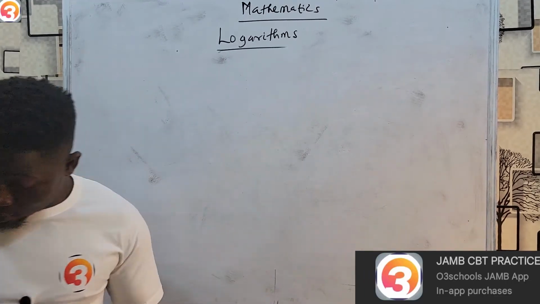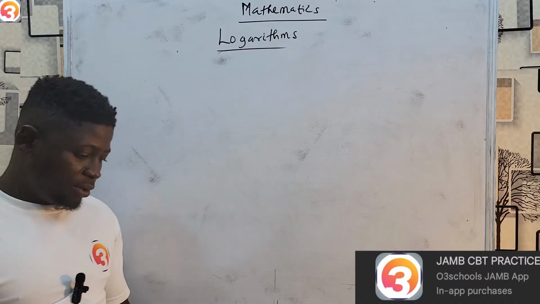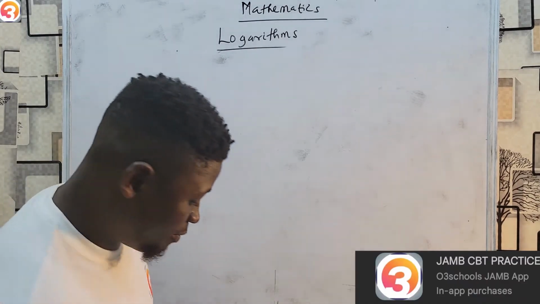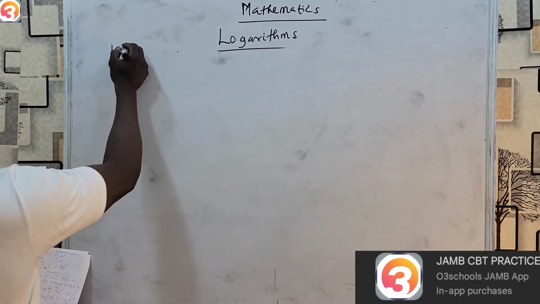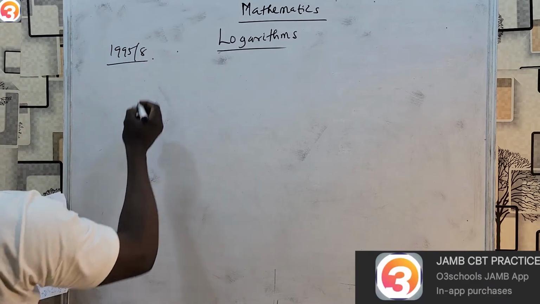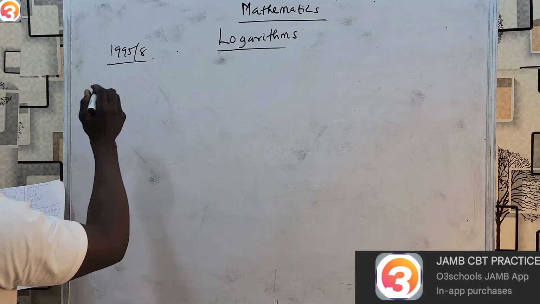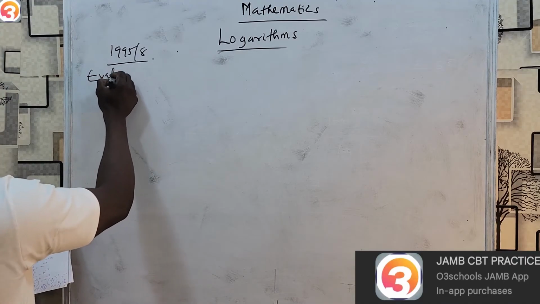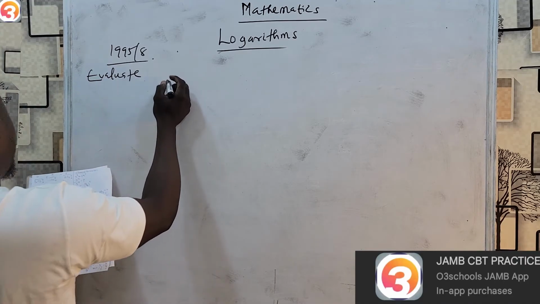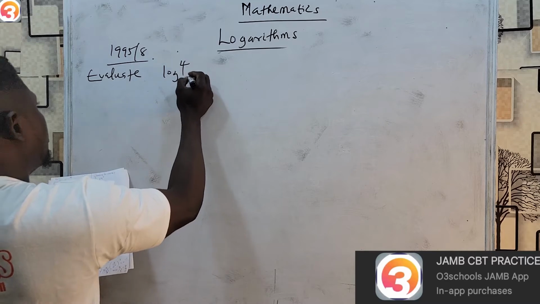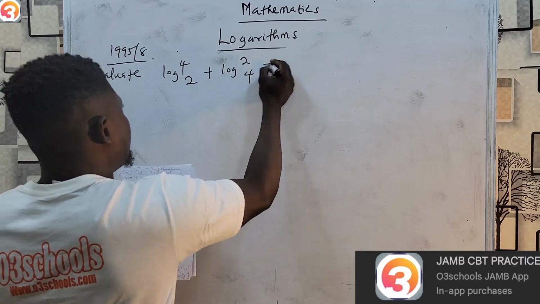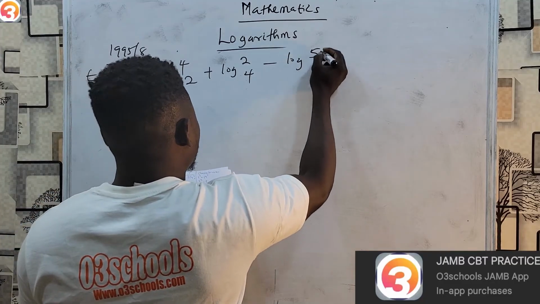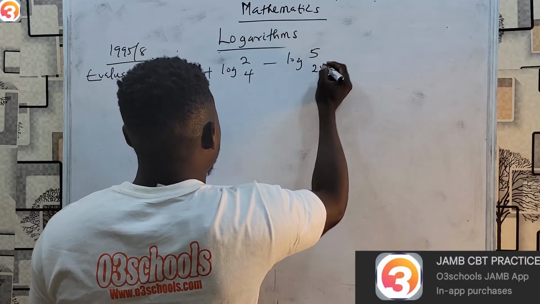So this is also a past question, right? Of course, we don't treat any question that's not a past question. All right, so let's go to the 1995 question, Question 8. They say without using symbol, evaluate log 4 base 2 plus log 2 base 4 minus log 5 base 25.